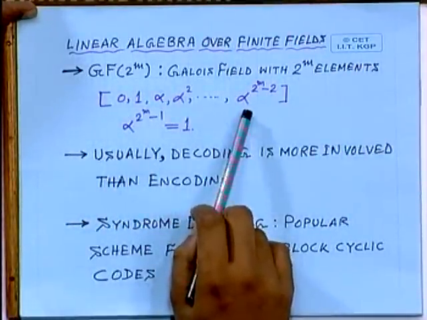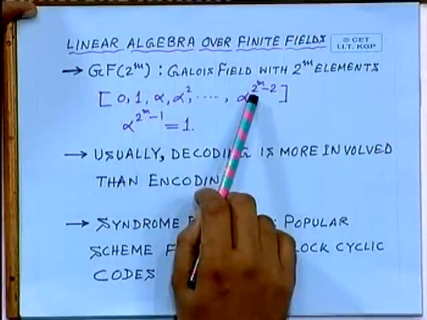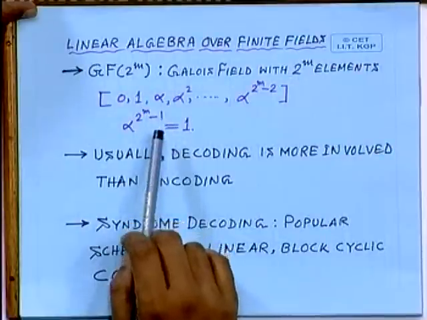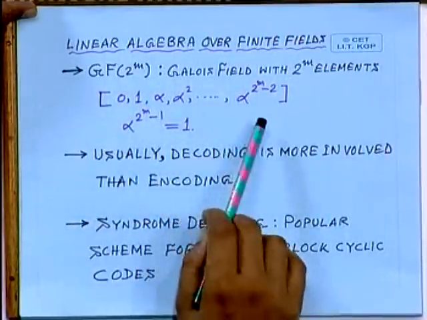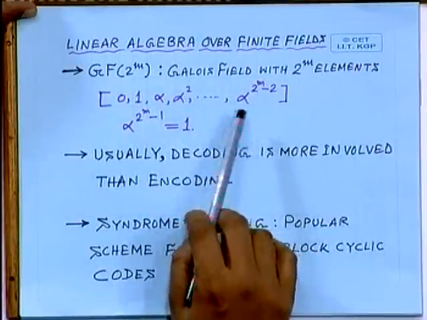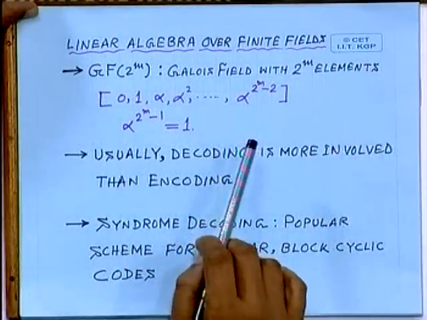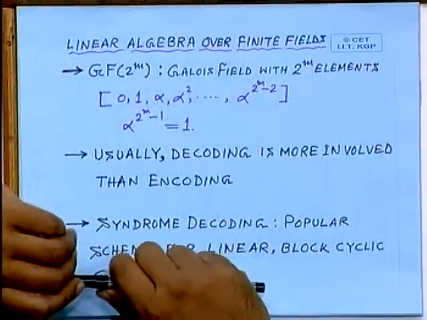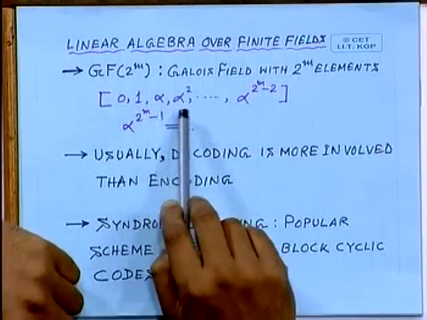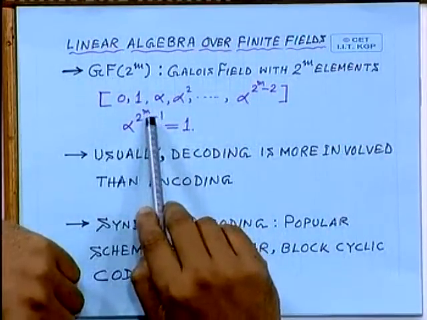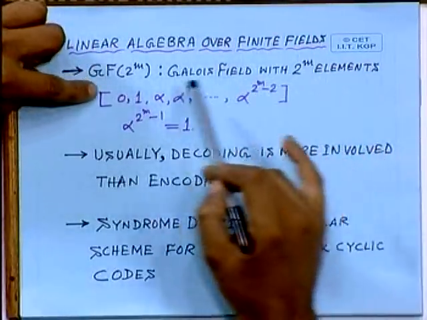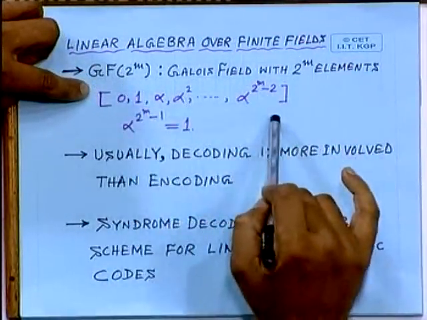Now, there will be elements up to alpha to the power 2^m minus 2. The next element, if I go on writing, is alpha to the power 2^m minus 1, which is 1. So we can say the field is closed. Alpha to the power 2^m is alpha, alpha to the power 2^m plus 1 is alpha square, and like that. If alpha square is nothing but alpha into alpha, then this exponent may have any integer value, but alpha to the power of a large integer exponent can always be folded back into one of these elements.